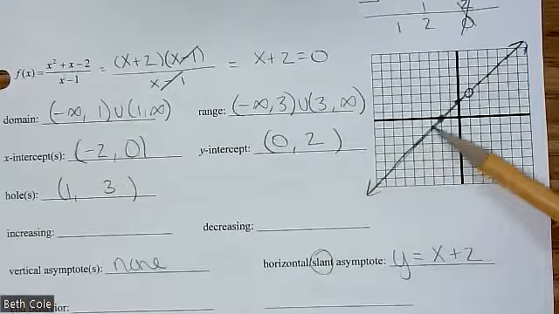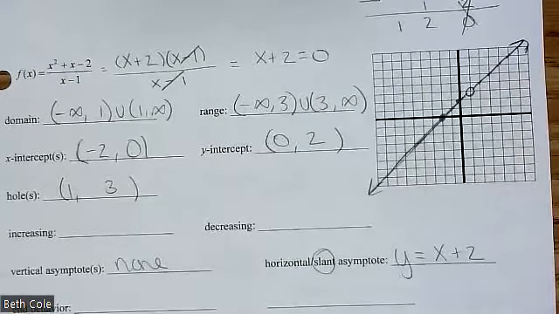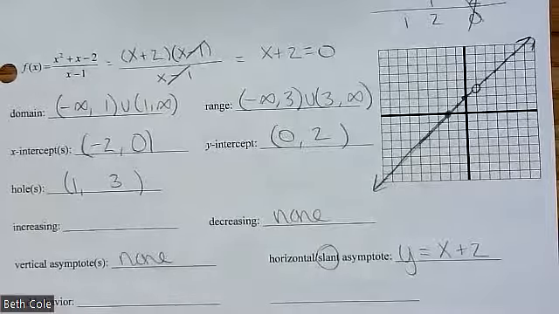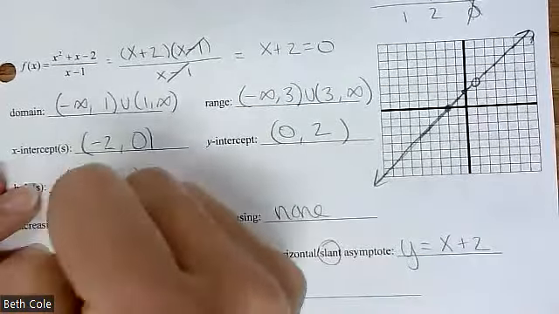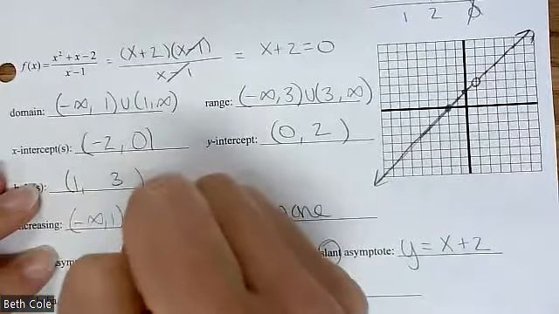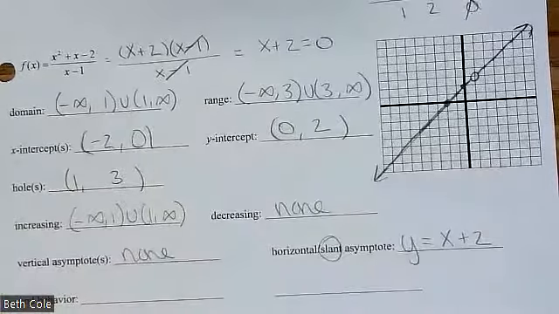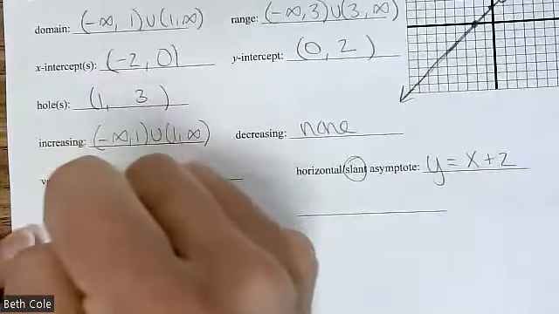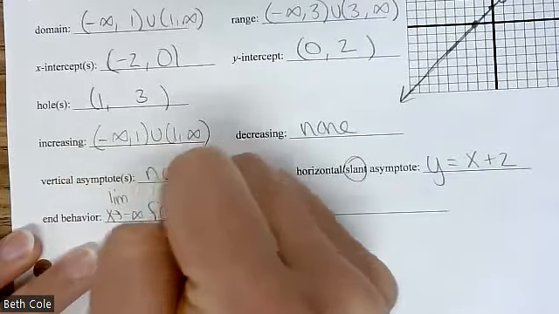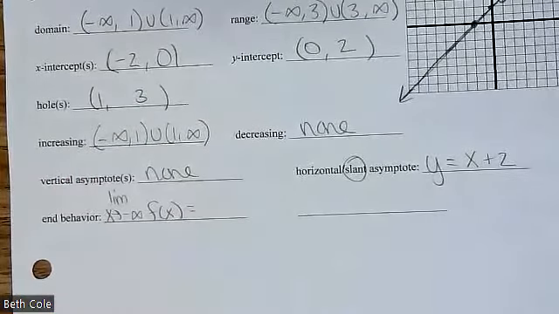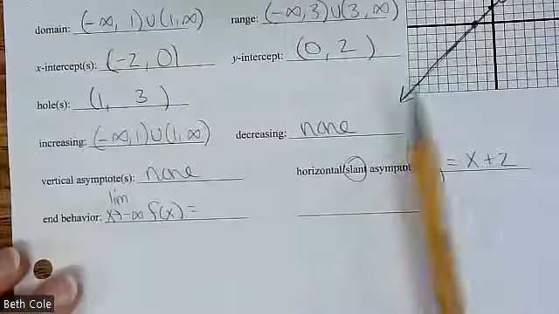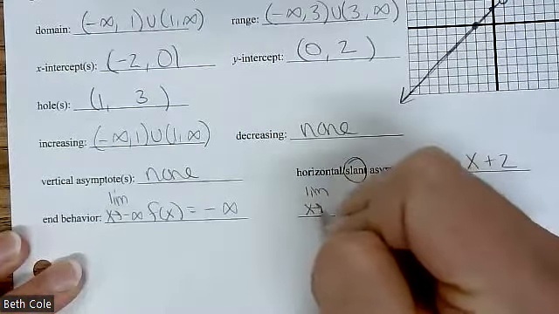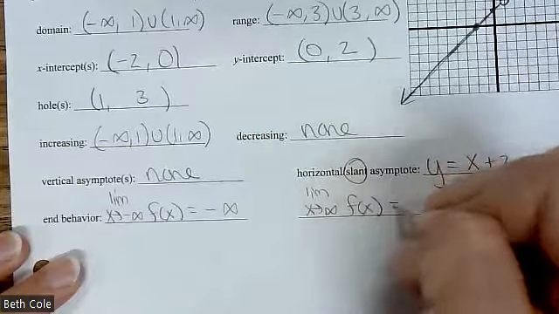Reading left to right, are we increasing or decreasing? Good. Increasing, so decreasing is none. And what do you copy over for increasing? The domain. Just copy over the domain. And then end behavior. Where is the left arrow pointing? Negative infinity. The left side goes down. And then the right side goes up.